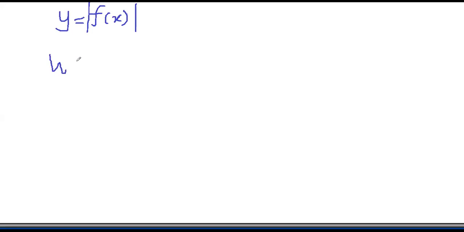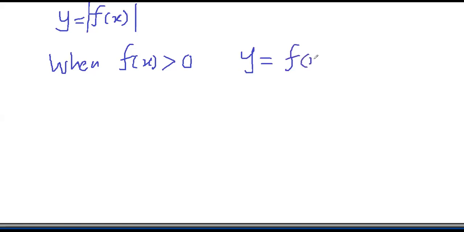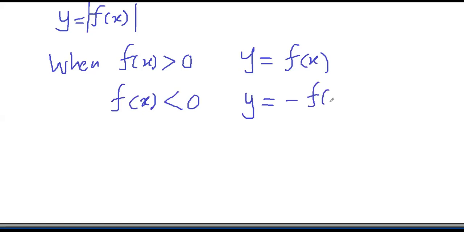When f(x) is greater than 0, then y equals the same as f(x), because f(x) is already positive. But when f(x) is less than 0, we have to consider only positive values. Therefore, we have to multiply by minus, like this.